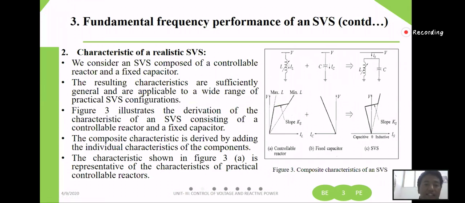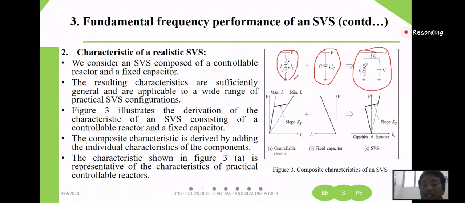This is the ideal case, but if you go for a realistic or real SVS system, in real we will not get one straight-line V-I characteristic. You will get different V-I characteristics. So let's see how it will behave in the real scenario. When we talk about the SVS, we know that it is a combination of shunt capacitors and shunt inductors connected in parallel. In the real one, we consider this reactor to be controllable, and we consider it a combined one. If you join these two, you will get one device known as SVS.